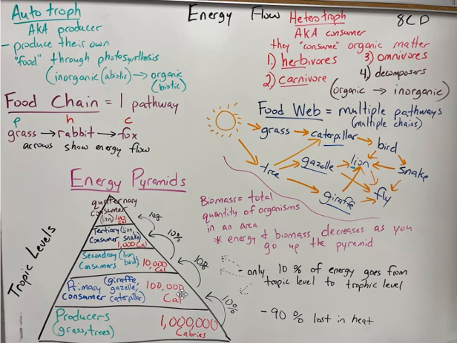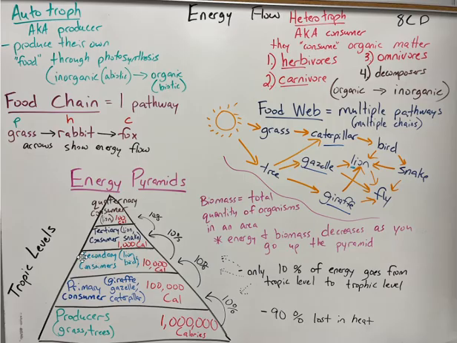So that's about 100,000 calories. It goes from 1,000,000 to 100,000 calories. And that's a lot, but it's a small percentage of the overall. So 90% is used up, and 10% moves up to the next level. And then the same thing happens. 10% moves up to the next level.